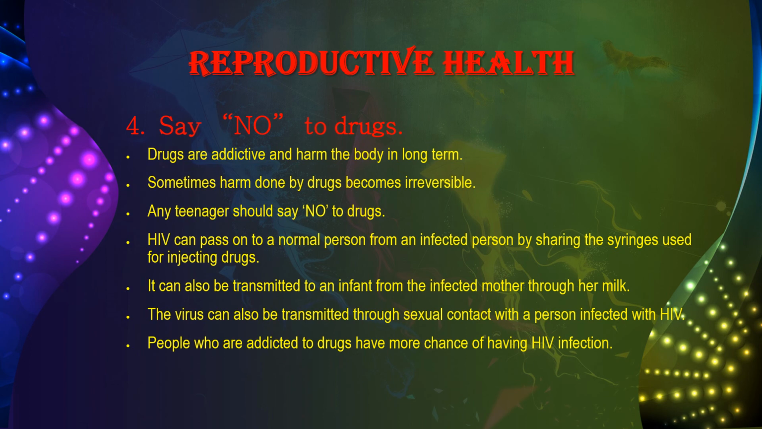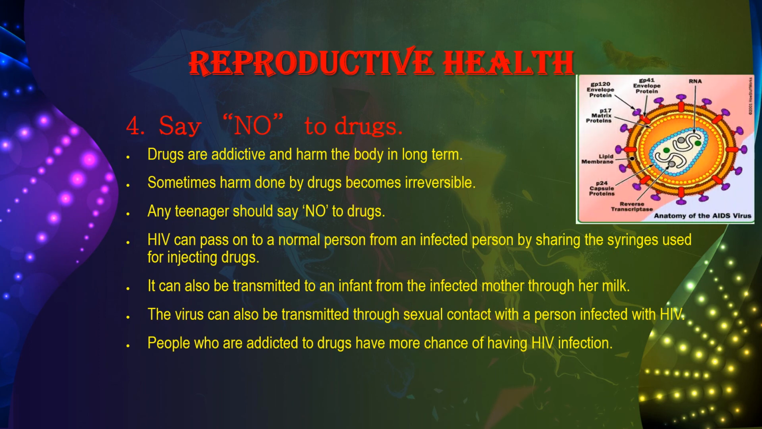And then one disease is there, that is AIDS, that is the HIV virus, that can be passed on to a normal person from an infected person. Here you can see the picture also. This is the anatomy of the AIDS virus. Okay, so this virus can pass on to a normal person from an infected person by sharing the syringes used for injecting drugs. Okay, and this virus also can be transmitted to an infant from the infected mother through her milk. And this is also transmitted through sexual contact with a person infected with HIV. So people who are addicted to drugs have more chances of having HIV infection. So teenagers, you have to say no to drugs. It's a bad habit.